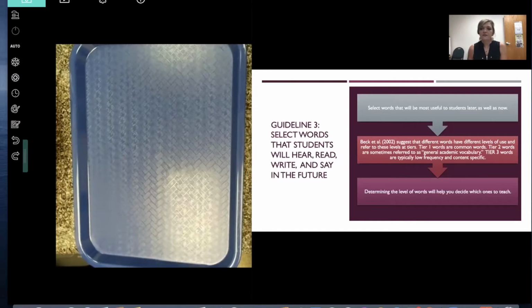All words have different tiers: tier 1, tier 2, and tier 3. So generally speaking, tier 1 words are common words that pretty much everybody knows. They're high frequency. We use them a lot. Tier 2, they're referred to as general academic vocabulary words.